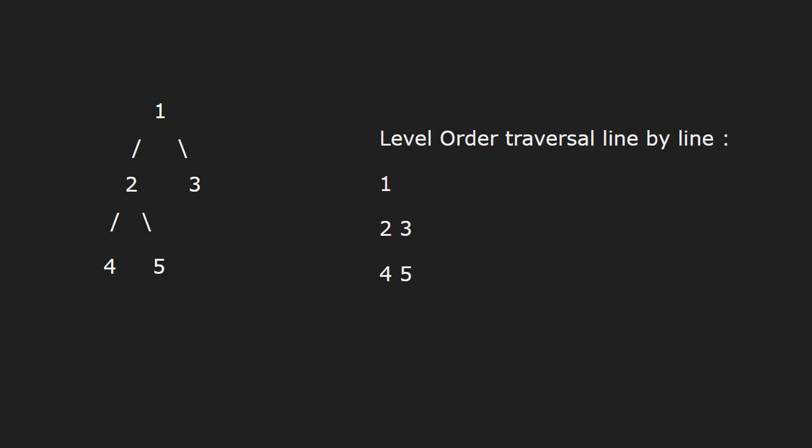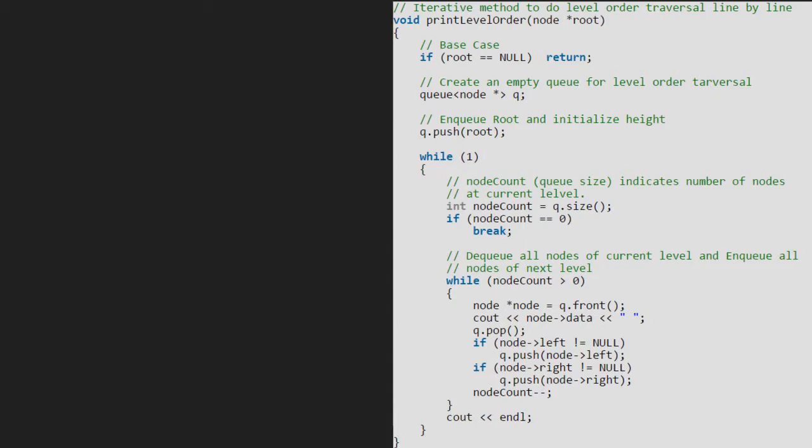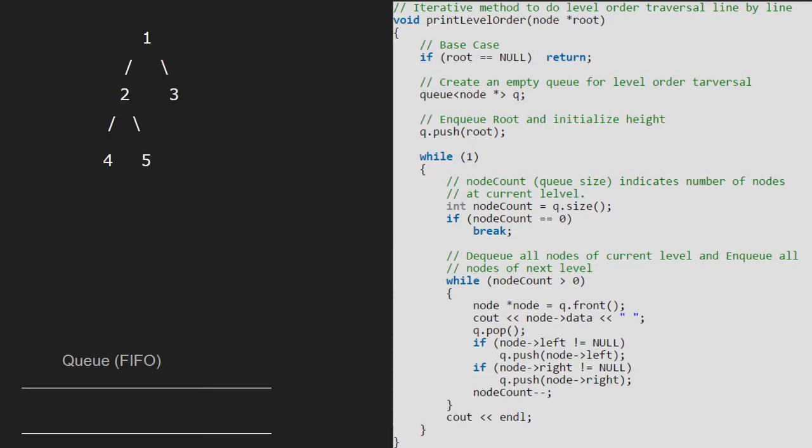Now let us see the algorithm which will assist us in printing level order traversal line by line. Let us also have a sample tree to test our algorithm. Note that we are using a queue data structure. First, we push 1 into the queue. Now, we enter the outer while loop. We have a variable node count to store the number of nodes at current level or the number of elements in the queue. Since we have just one element in the queue, which is 1, node count will be equal to 1.